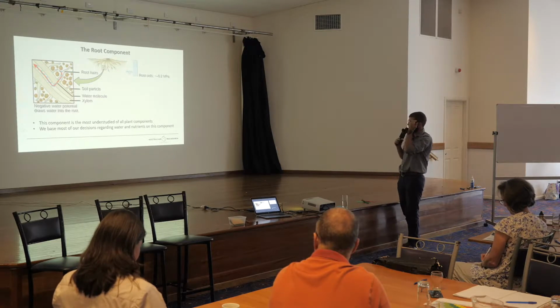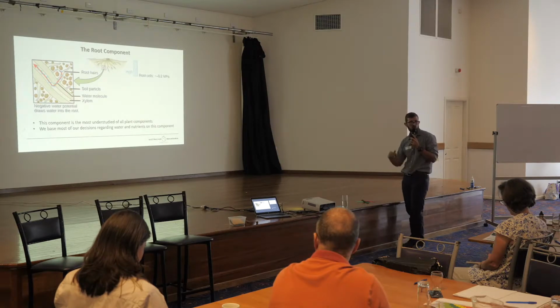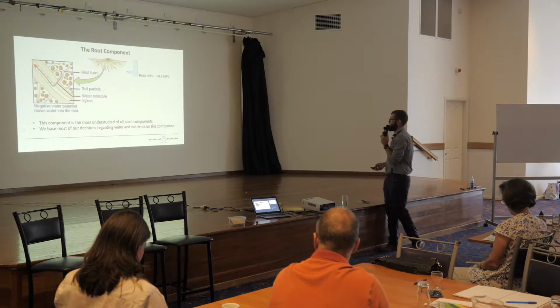Then the last one, which is actually rather scary, is the root component. The root component of trees is the component we base everything we do on. Everything. If it's fertilizer or irrigation, we base it on the root component. And the scariest part about the root component is it's the thing we know the least about. Straight through all research, roots aren't studied. Scientists don't like getting dirty, and we don't like digging in the ground. So we know nothing about it, and for the next 30 to 40 years, I still think we're going to know very little about it.